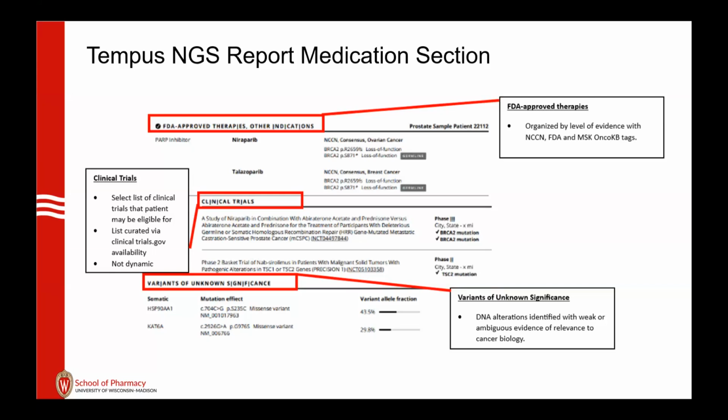And then clinical trials, and some variants of unknown significance. With Tempus, I really want to stress that these are not updated in real time. If these are 2 years old, this drug may no longer be in fashion. Even if it's a year old, it may no longer be in fashion. So we have to be really careful with that.